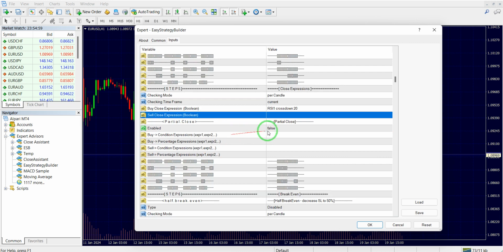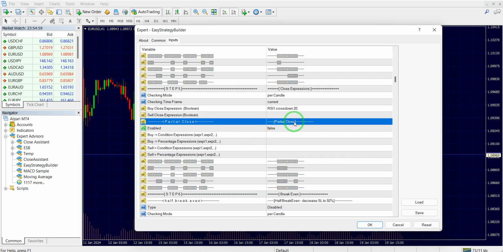Also, ESB supports partial close. That means you can close a part of your position. But this one is a bit complicated, so I will explain it in the next videos.